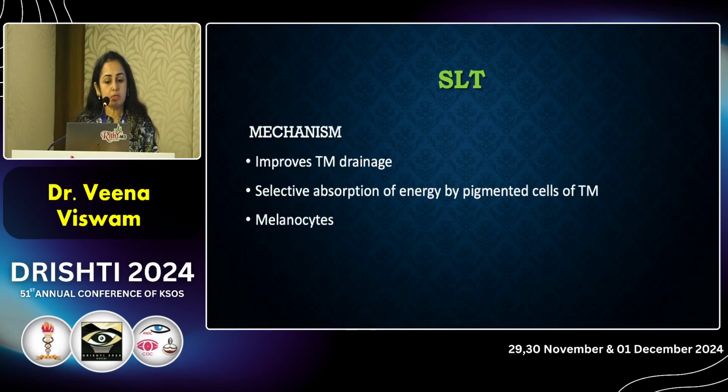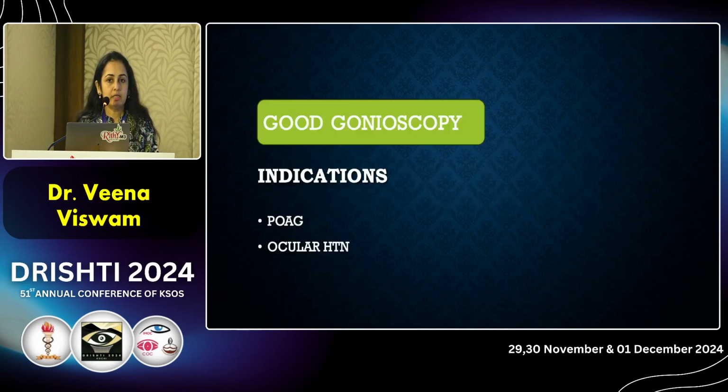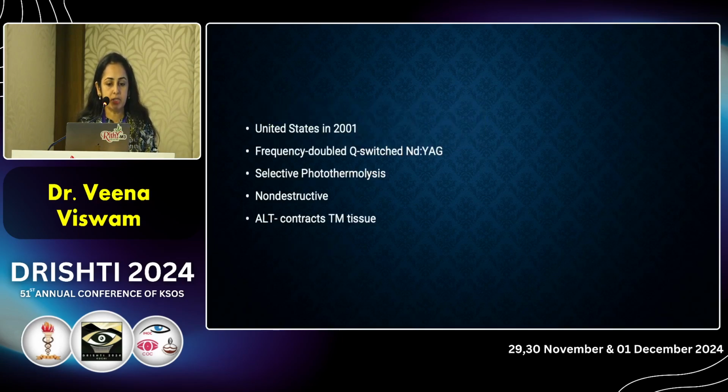Still, it improves the trabecular meshwork drainage, selective absorption of energy by pigmented cells of trabecular meshwork, and melanocytes are the mechanism understood. It causes less collateral damage, and repeatability is another advantage of the procedure. We need a very good gonioscopy. The angles should be wide open because the spot size we use is large, and indications are primary open angle glaucoma and ocular hypertension.